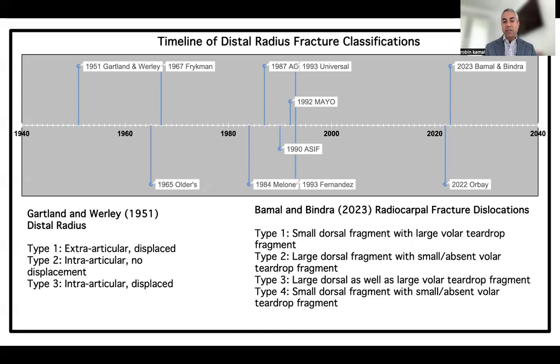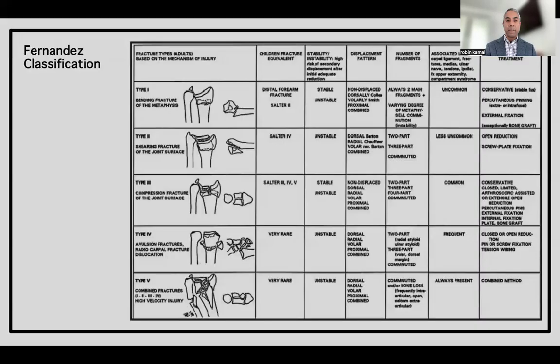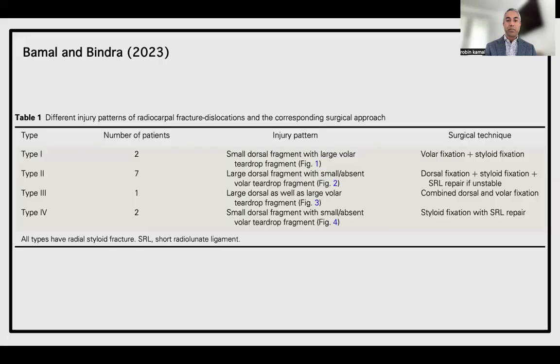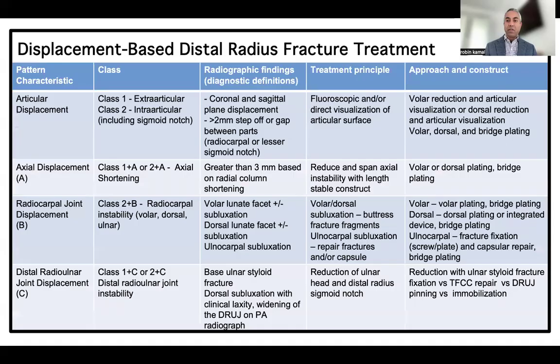You can see, fast forward to 2023, here's another classification system of just radiocarpal fracture dislocations that describe the various types of patterns you can see. Again, an example, here's a Fernandez classification. That's a mechanistic type of classification, so you can try to understand how the injury occurred and how that might guide your treatment. And here's the Moneim and Binger classification on sort of the small fracture fragments involved in a radiocarpal fracture dislocation. So there's a number of different classifications, all of which have low inter-rater reliability.